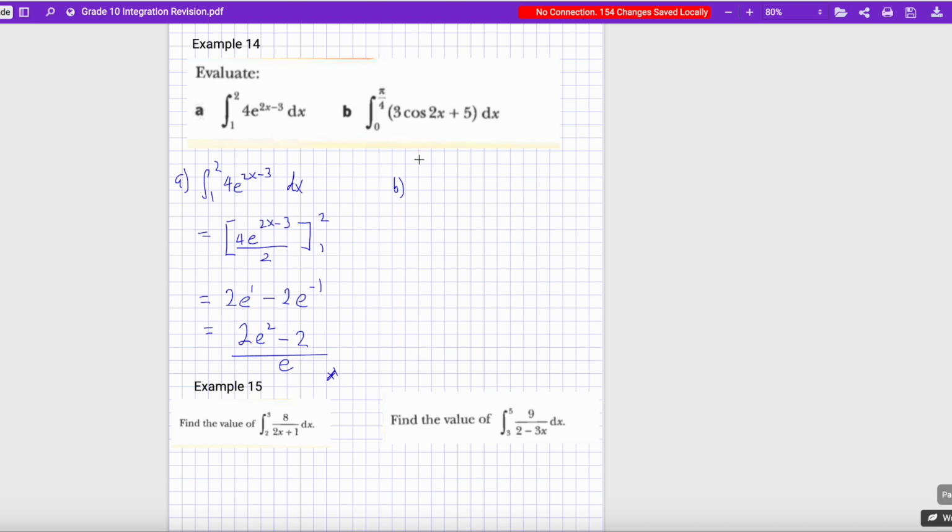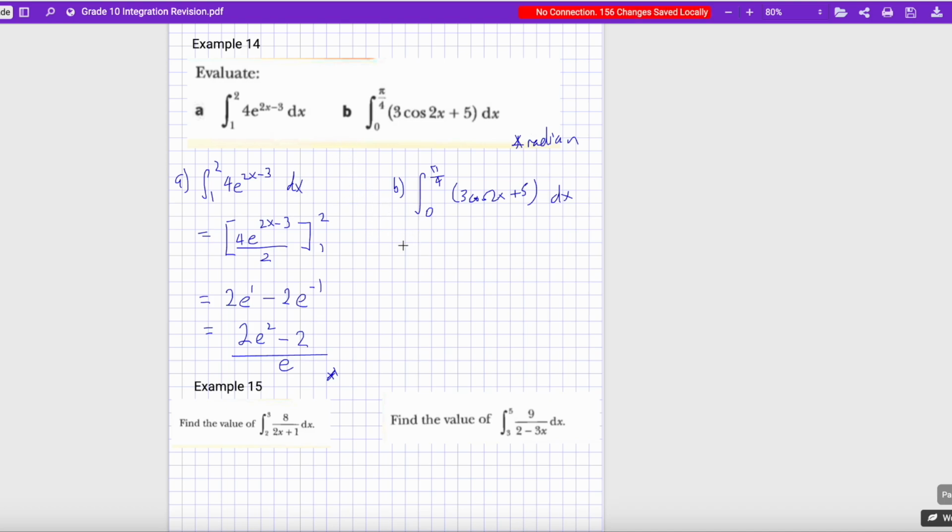All right, let's evaluate. We're going to integrate from 0 to pi over 4 of 3 cosine 2x plus 5 dx. Now notice that the range that we're going to evaluate is from 0 to pi over 4. We will not do 0 to like 30 degrees or 40 degrees, because when we are doing any calculus work involving trig functions, we are always evaluating it in radian mode. All right, so just take note of that.